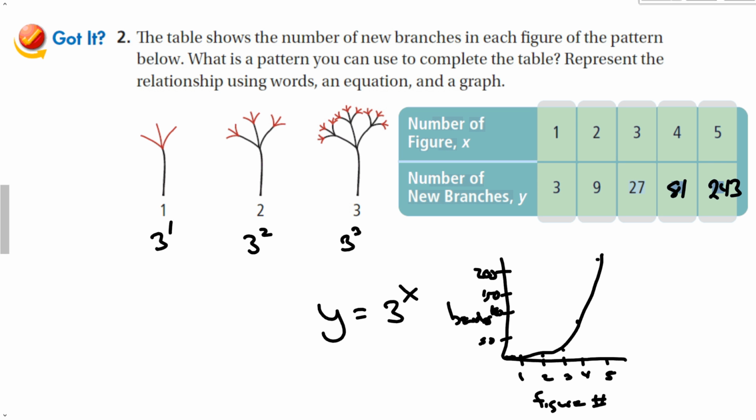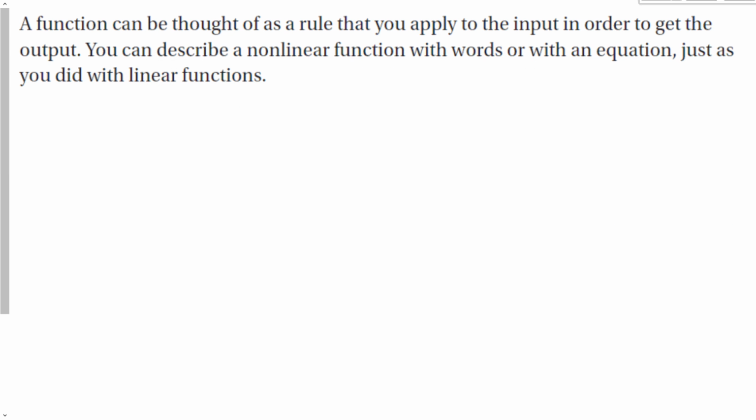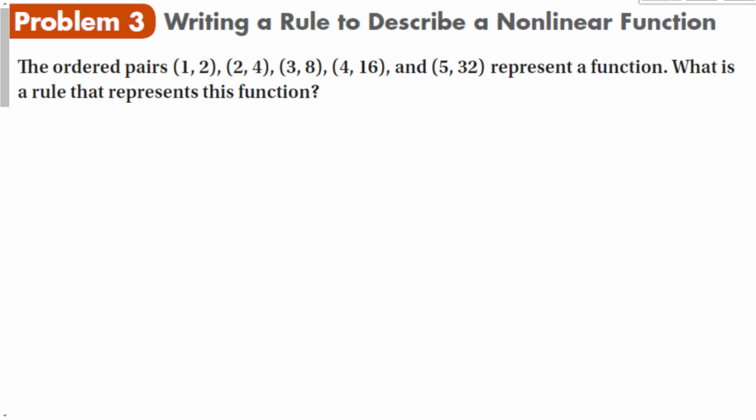Okay. So with these nonlinear functions, you can represent them in a bunch of different ways. A function can be thought of as a rule that you apply to the input in order to get the output. You can describe a nonlinear function with words or with an equation, just as you did with linear functions. So here's some data. Input is 1, output is 2. 2, 4, 3, 8, 4, 16, 5, 32. What is a rule that represents this function?